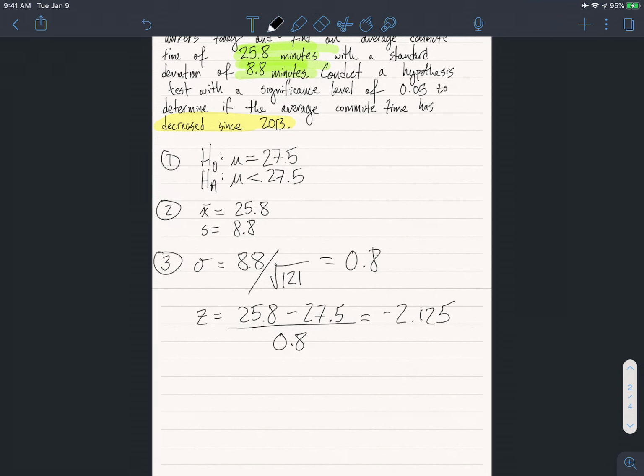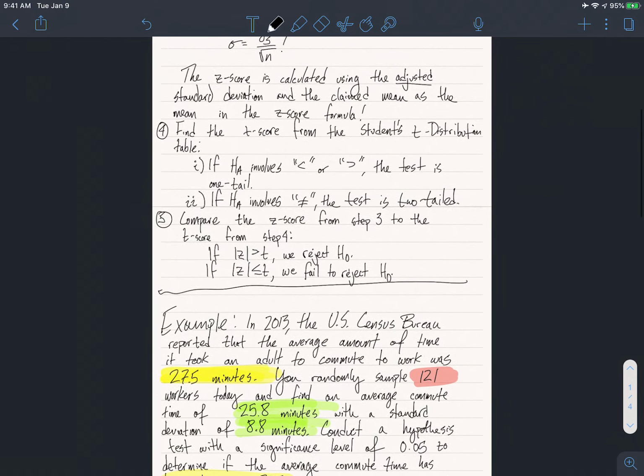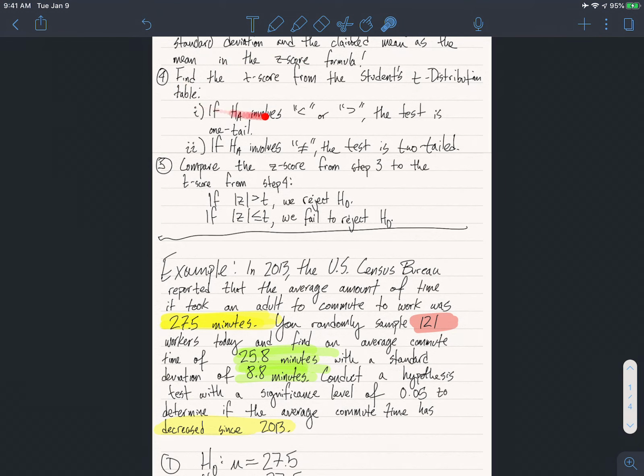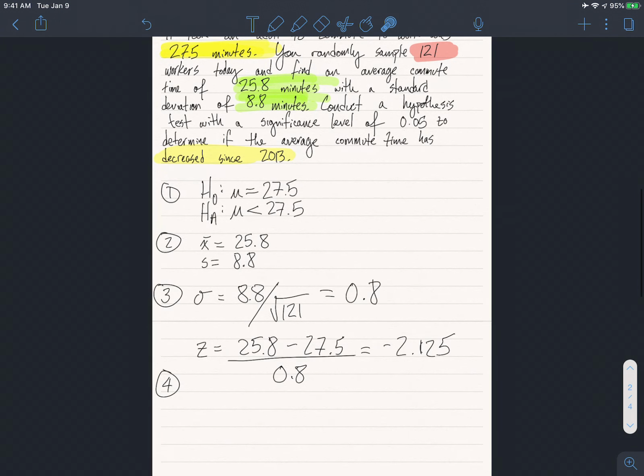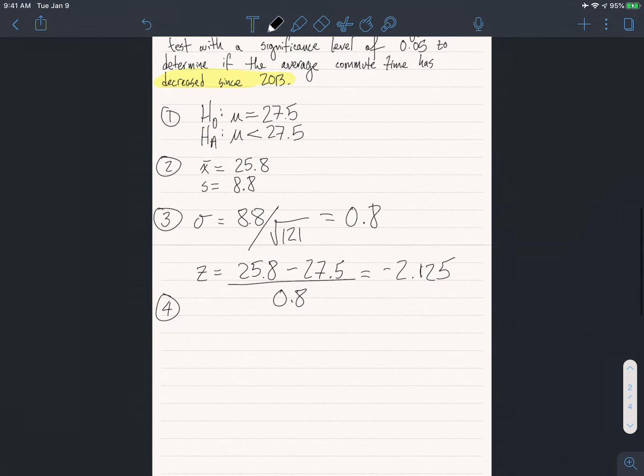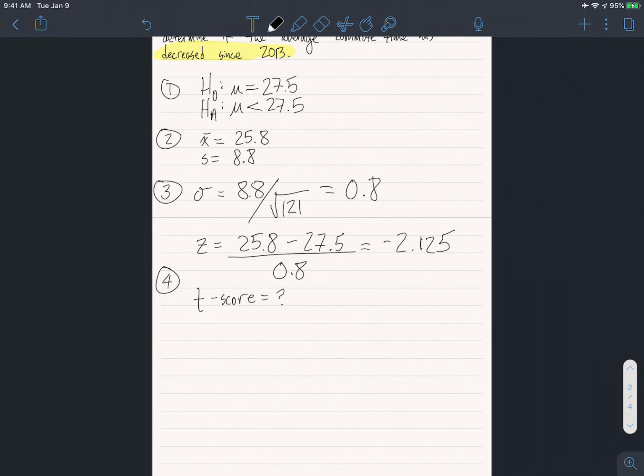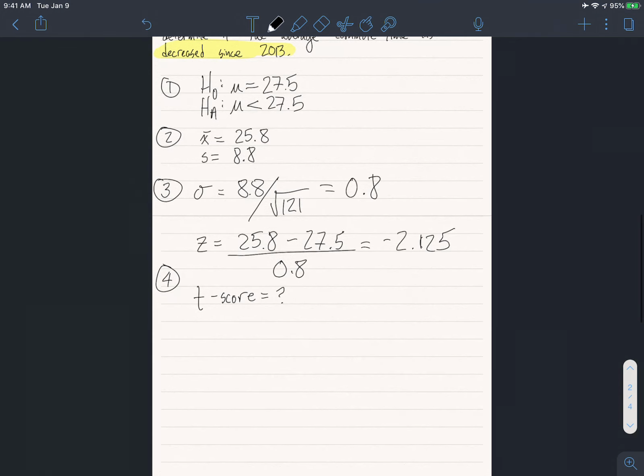Step 4. What was step 4? Find the t-score from the student's t-distribution table. All right, so this is using that new chart that we first got when we did confidence intervals. So t-score equals, well, we don't know. To use the t-chart, you need to make sure you know your degrees of freedom, your significance level, and the type of tail, right? All right, so what are those 3 things? Is it a 1 tail or 2 tail?